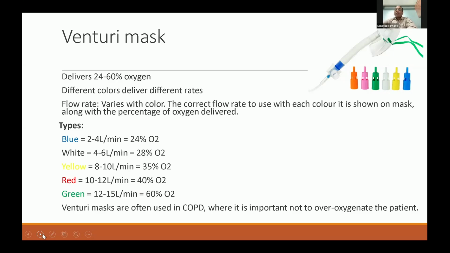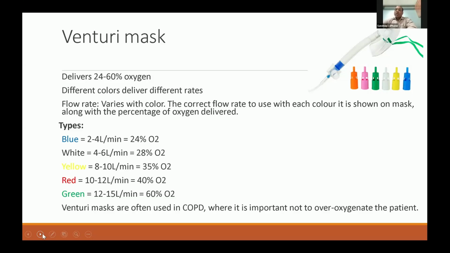So Venturi face mask is a fixed flow device system, right? So this system is independent of the patient's respiratory rate and tidal volume. In the simple face mask, what FiO2 you are delivering will depend on the patient's tidal volume, respiratory rate, and fit, which are not in our hands. But in this Venturi, the exact FiO2 that you are delivering to the patient is fixed. So whether the patient is breathing at a respiratory rate of 12 or 20, the FiO2 delivered to those kind of patients will be same.